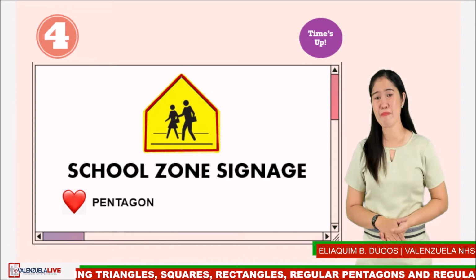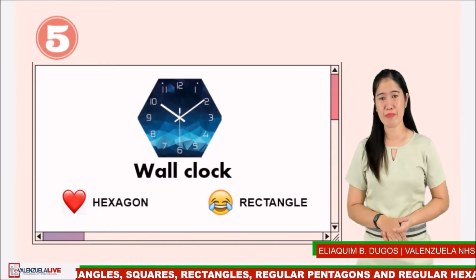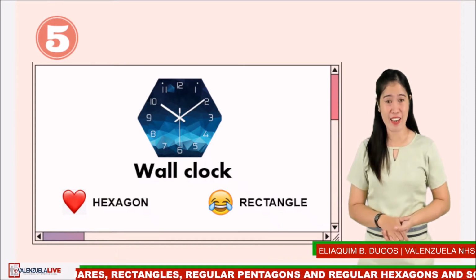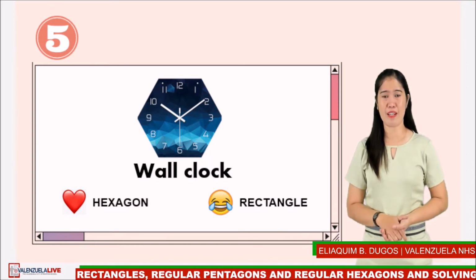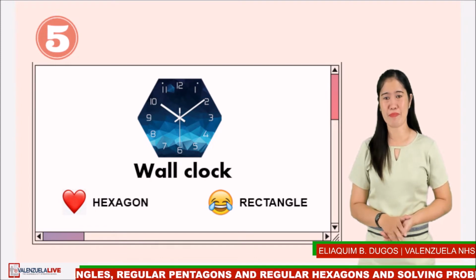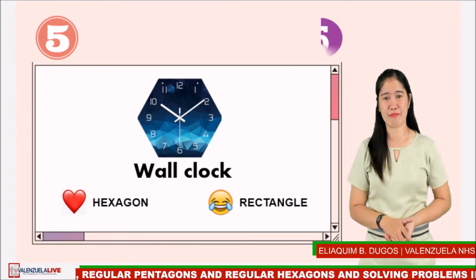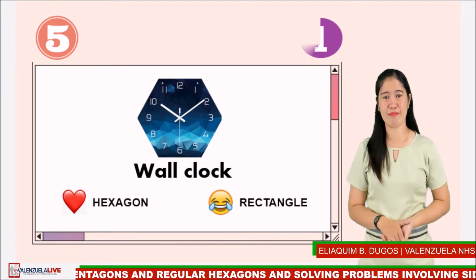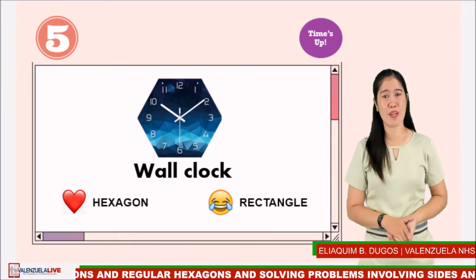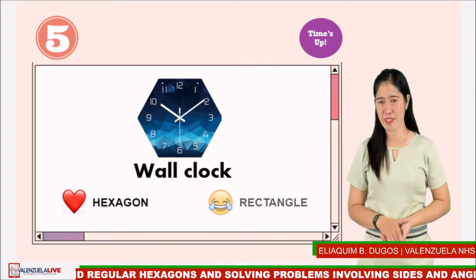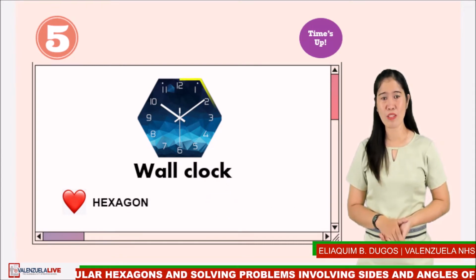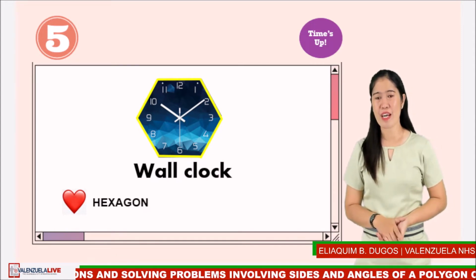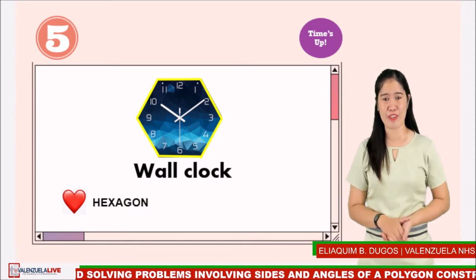Picture number 5. What does a wall clock look like? Is it a hexagon or a rectangle? 5 seconds. The answer is a hexagon. Yes, a wall clock is hexagonal shaped. Very good, grade 7. I am very glad that you enjoyed the activity.